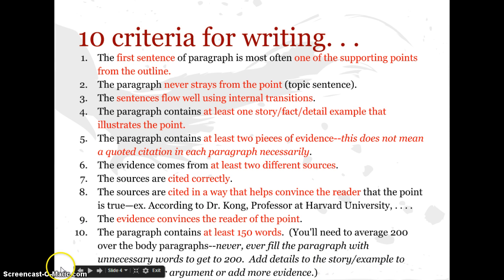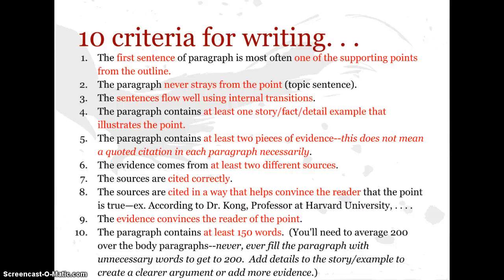So, 10 criteria for writing. The first sentence of the paragraph is most often one of the supporting points from the outline. Now, it doesn't have to be the first sentence. Perhaps you transition with a sentence, something that is bridging from one idea to the next. The paragraph never really strays from the point.